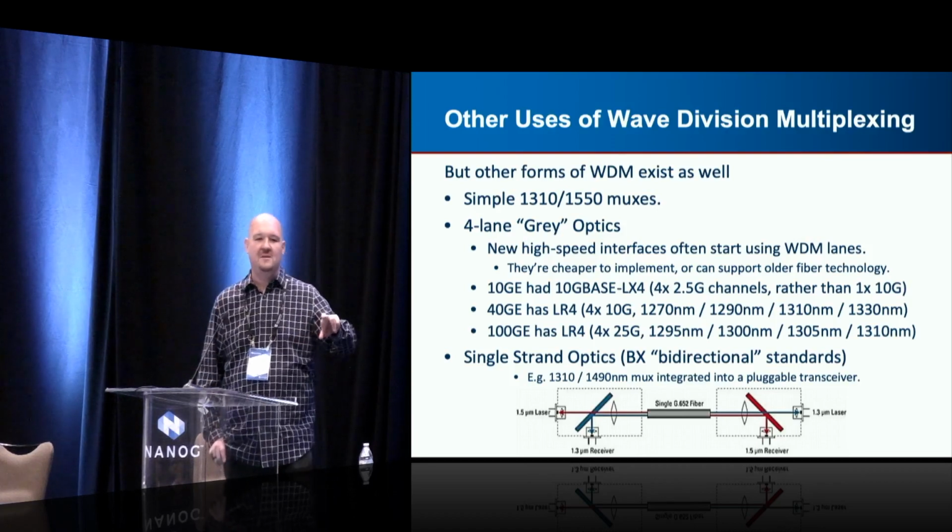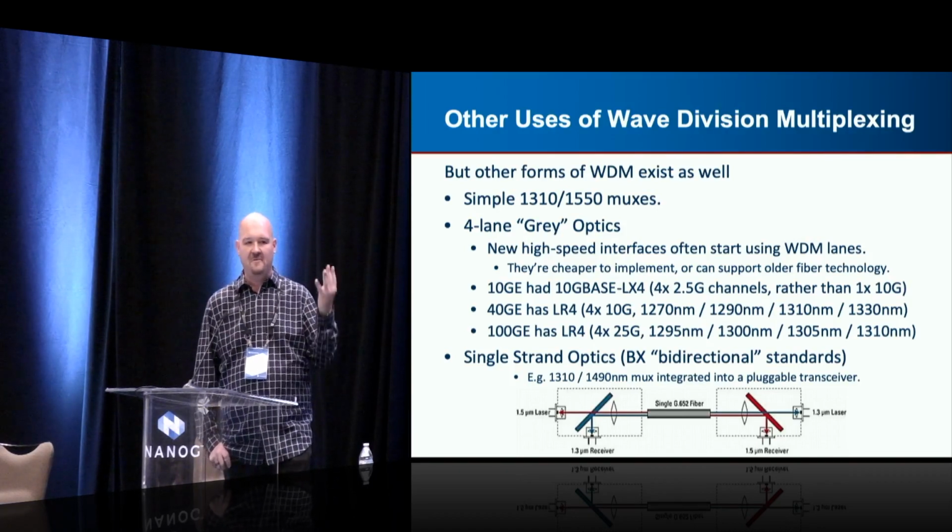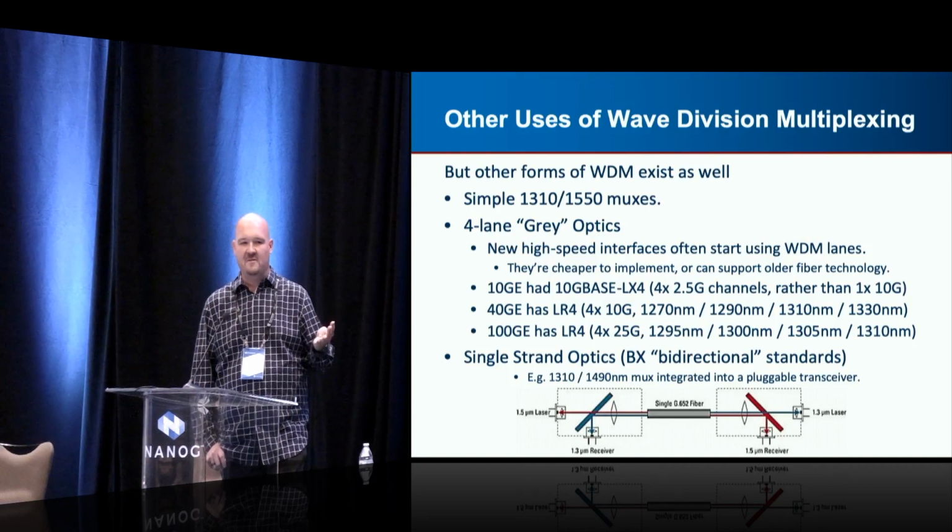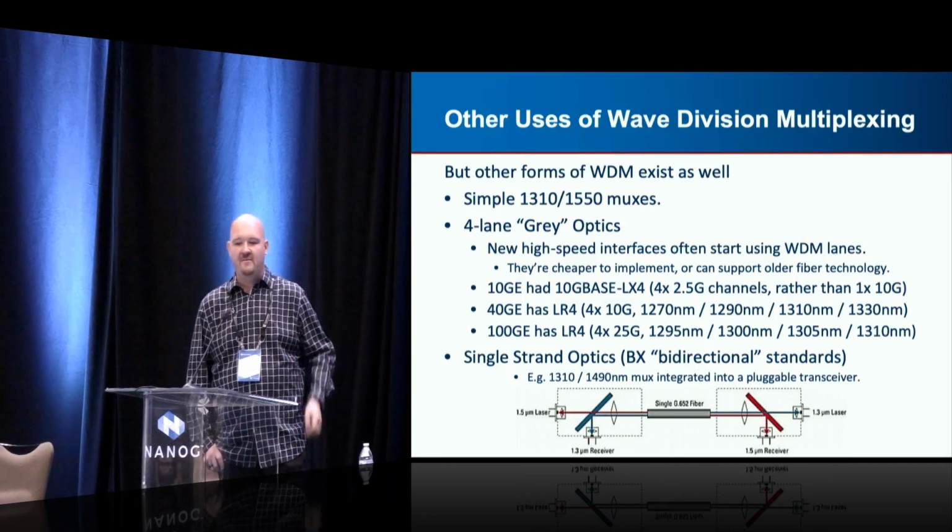And then over time, we got better and better and better, and eventually it flips. Eventually it goes the opposite, where the overhead of putting in a gearbox to do 4 lanes becomes more expensive, more difficult than just working with one native 10 gig signal.